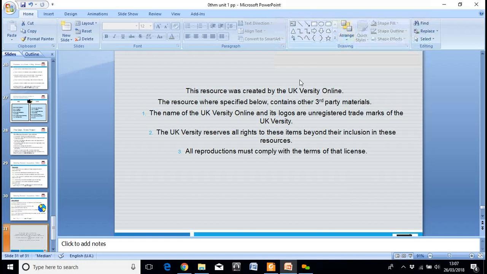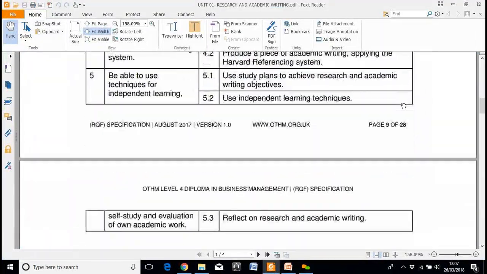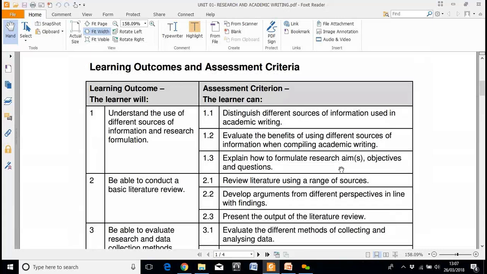I'm just going to go quickly back now. So we'll look at learning outcome 1. Distinguish different sources of information used in academic writing. Evaluate the benefits of using different sources of information when compiling academic writing, and explain how to formulate research aims and objectives and questions.